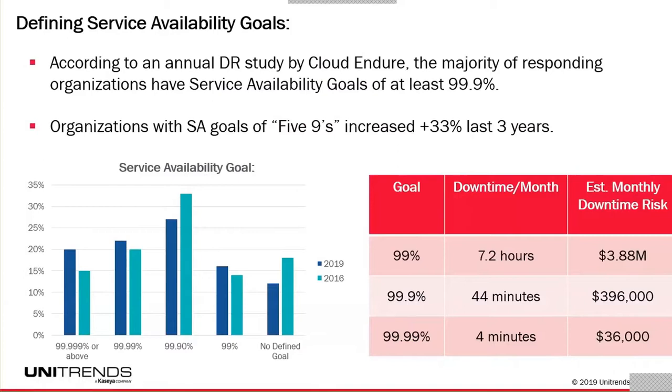The research that you're looking at here is a combination of Cloud Endure and Gartner. Cloud Endure is an AWS partner, and they conduct an annual survey. For the past 3 years in which they've conducted this survey, organizations striving to meet a service availability goal of 5 nines, approximately 40-something seconds of downtime per month, has increased by 33%. We're overall, again, seeing this demand on IT, and it's correlated.